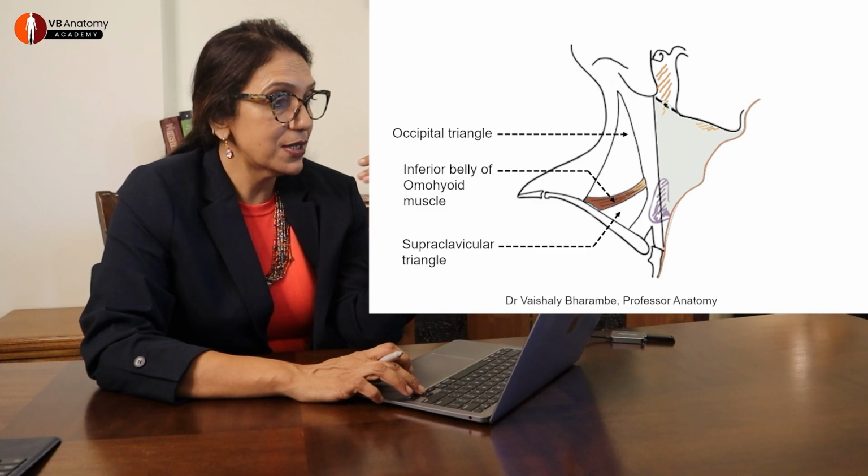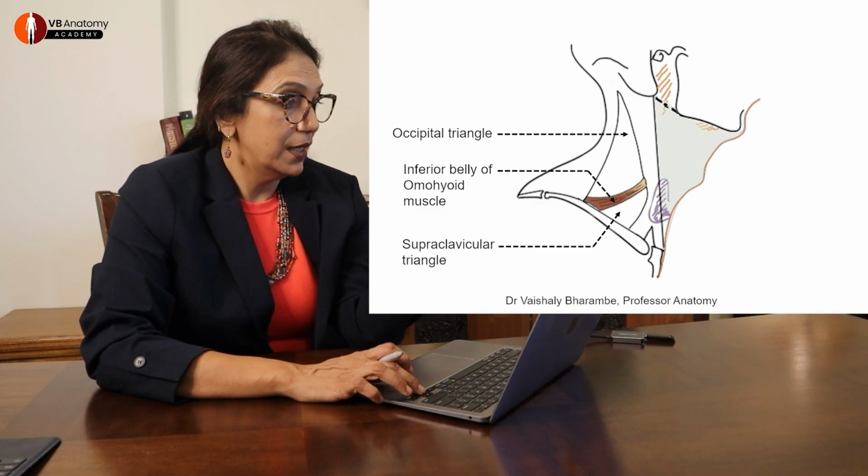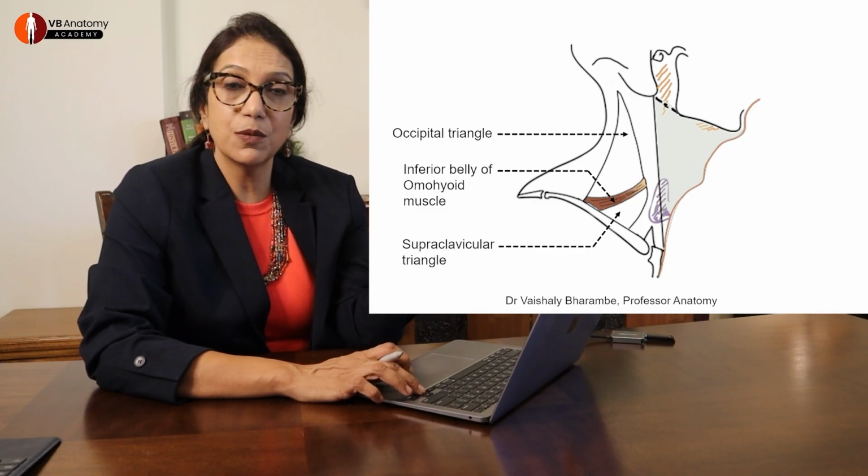Can you see that the occipital is a larger triangle? The supraclavicular is a smaller triangle. So now what is our job? Our job is to do each of these triangles: boundaries, floor, contents, right? So let's go to the supraclavicular triangle.